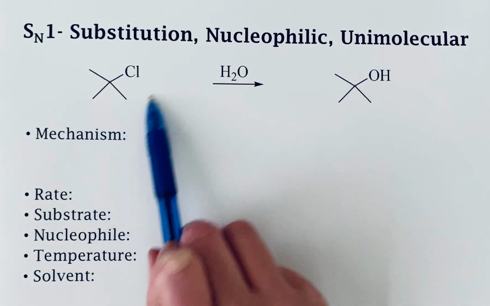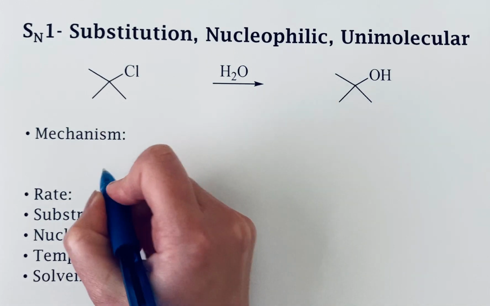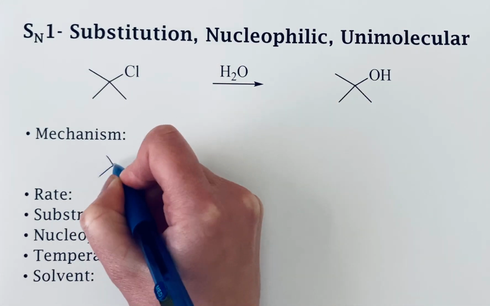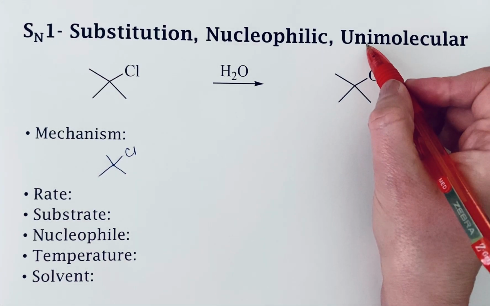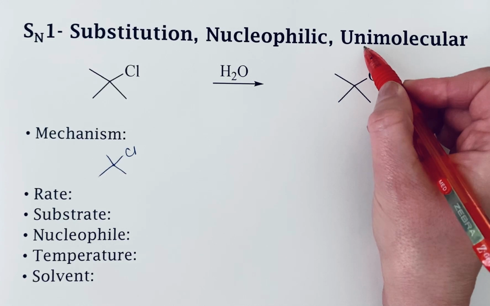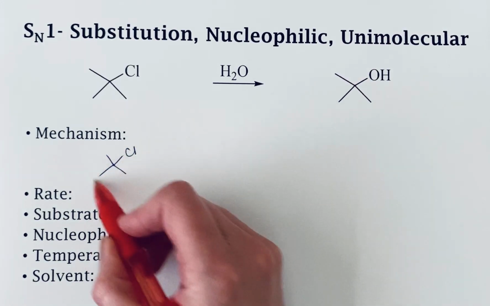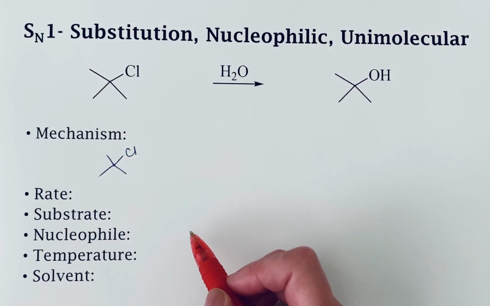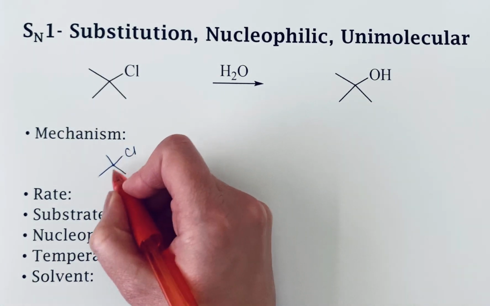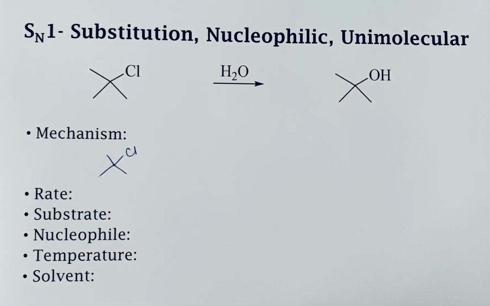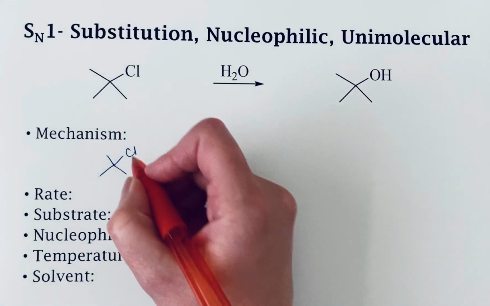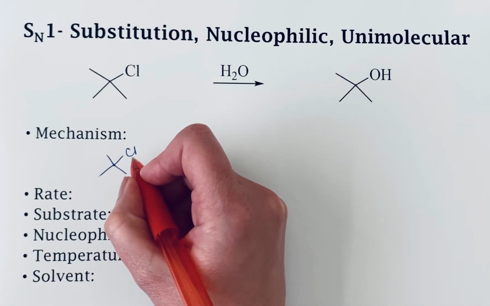So I'm going to go ahead and draw the mechanism for this reaction. We are starting with the tert-butyl chloride. And in an SN1 reaction, this unimolecular refers to the rate that there's only one molecule, and that's the alkyl halide, that's involved in the rate determining step. So when you have a tertiary alkyl halide or something else that can form a stable carbocation, you will see an SN1 substitution take place under the appropriate conditions.